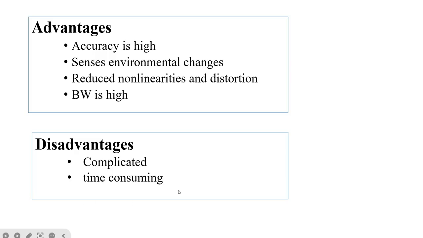So because of the feedback element or the feedback property which tries to correct the error, the system becomes time consuming. So these are two disadvantages of the closed loop control system.